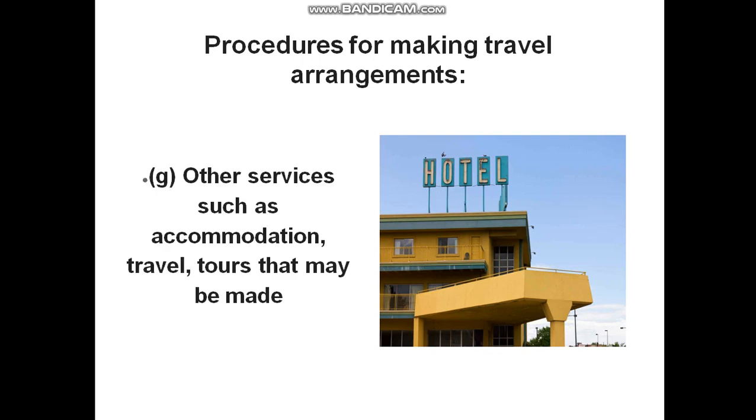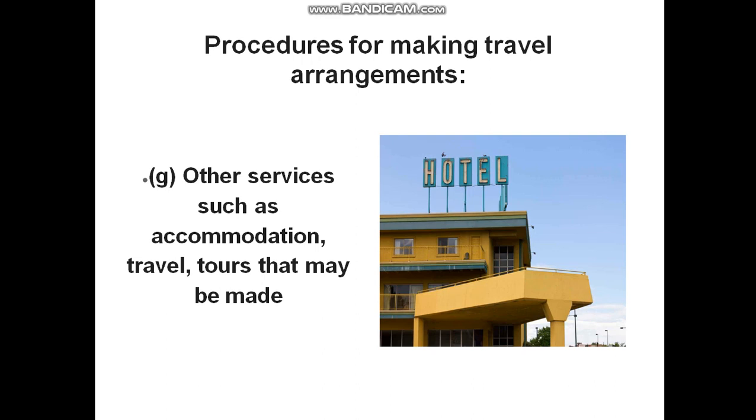Other services such as accommodation, travel, and tours that may be made. The assistant or the secretary needs to make accommodation or hotel reservations, and have tour guides or maps given to the person who's traveling, so that it would be easier for them. They won't have to go and get all of this information or look for a place to have accommodation. When they reach the country, they just go and do their business.